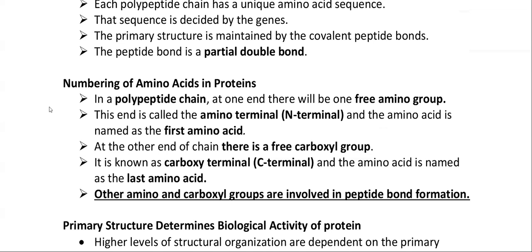Numbering of amino acids in proteins. In a polypeptide chain, at one end there will be one free amino group. The end is called the amino terminal or N terminal, and the amino acid is named as the first amino acid. At the other end of the chain there is a free carboxyl group. It is known as the carboxyl terminal, and the amino acid is named as the last amino acid. Other amino and carboxyl groups are involved in the peptide bond formation.